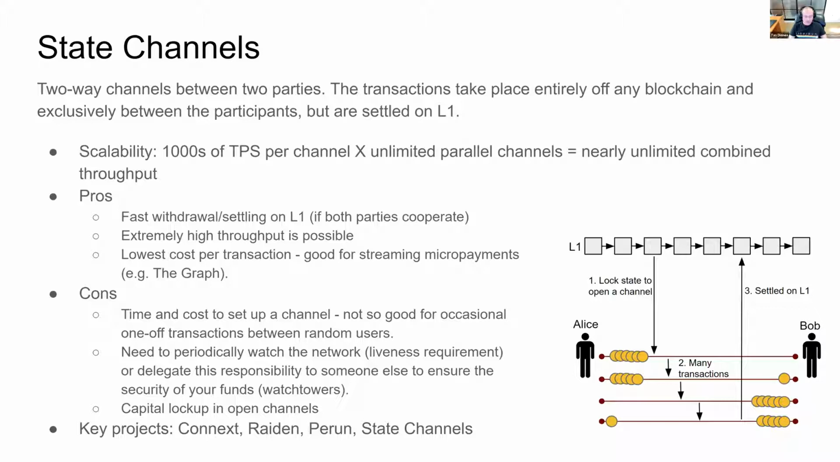And then also there's capital lockup. As you see here, when the channel is opened, you have to deposit some funds, and you can't really add to those funds without doing another on-chain transaction. So if you want to lock, say, $1,000 in a channel and you want to be able to spend that money over time, that $1,000 is essentially tied up as long as the channel is open, meaning you can't use it for anything else. So there's a capital cost associated with that.